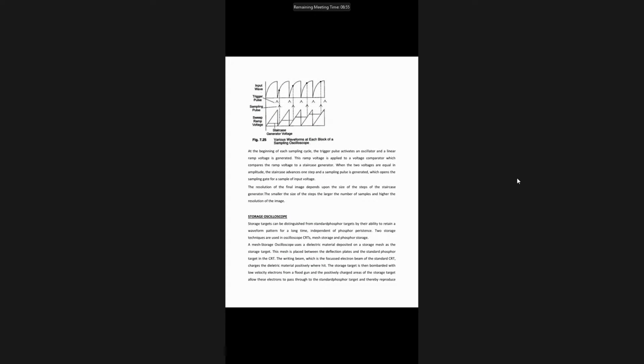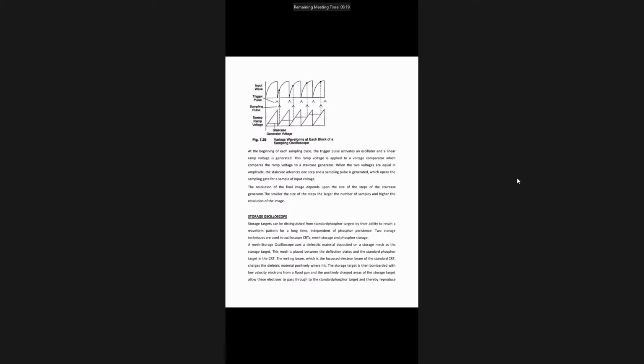If you take, so here in this case, a dielectric material is deposited on the storage mesh as the storage target. तो डायलेक्ट्रिक मटेरियल को हम डिपॉजिट करते हैं यहाँ पे, and this mesh is placed between the deflection plate and the standard phosphor target in the CRT. तो यानी जो डिफ्लेक्शन प्लेट्स है और उनके और जो फॉस्फोर मटेरियल से कोटेड स्क्रीन है, उसके बीच में the mesh is placed. ये जो मैश स्टोरेज है that is placed in between these two, that is the deflection. Our last deflection plate is the horizontal deflection plate.